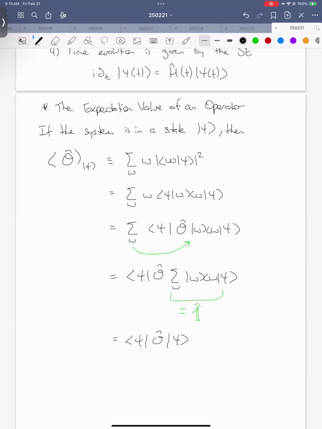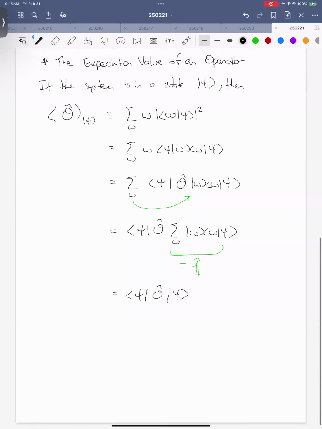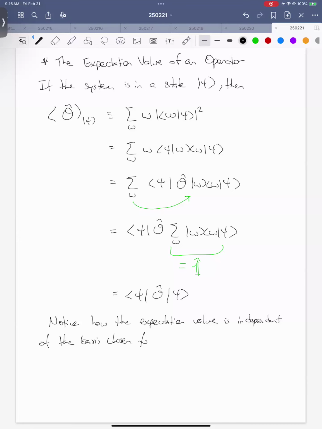Good. So this is how one can compute an easy way to compute the expectation value: sandwich the operator between the bra and ket of the state in which the system is in. And notice how the expectation value is independent of the basis chosen for the Hilbert space.